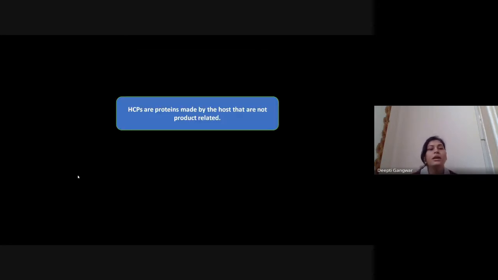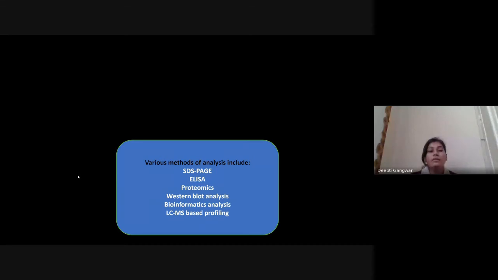So what is a host cell protein? As I just mentioned, they are all other proteins which are prepared by the host, obviously for its own survival, which are not product related. And then what are the various methods of analysis? There is a small list of methods currently catering to this requirement: SDS-PAGE, ELISA, proteomics, Western blot analysis, bioinformatic analysis, and LC-mass based profiling.